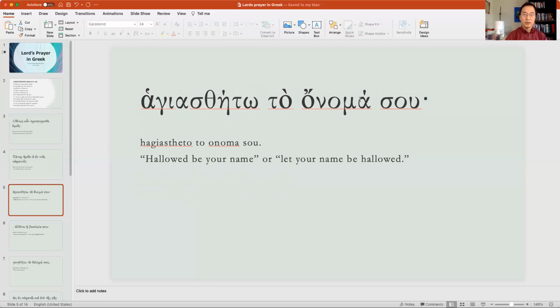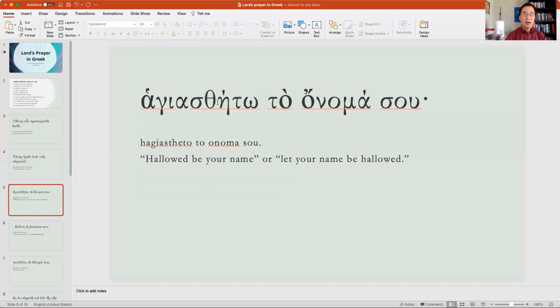Hagiasthetō to onoma su. Okay. So first one here. Ha. Why ha? Because it's alpha, but you see here a rough breathing mark, right? Instead of a, you should sound ha. Ha. Gamma iota. Ha. Gi a. Right? Hagias. Hagiasthetō. So all together. Hagiasthetō. To onoma su. To onoma su.